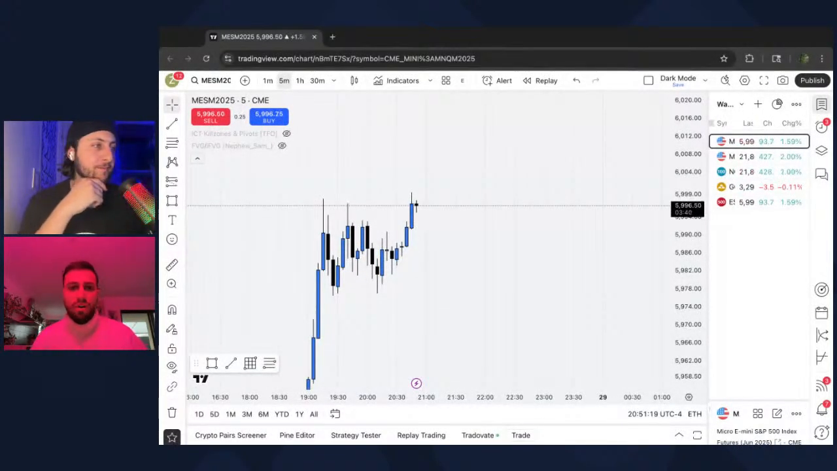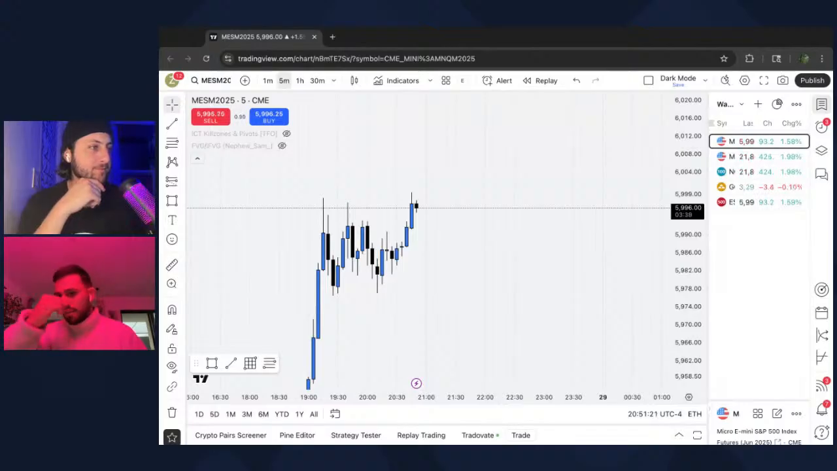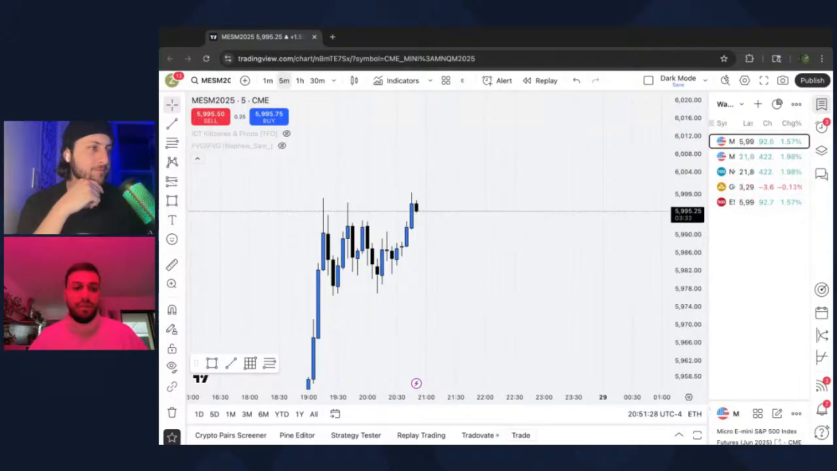I was thinking I could withdraw. I had over $1,000 in profit there. I was like, okay, I could withdraw or I could just keep going. And there was a trade. I was like, okay, this is going to be fire.